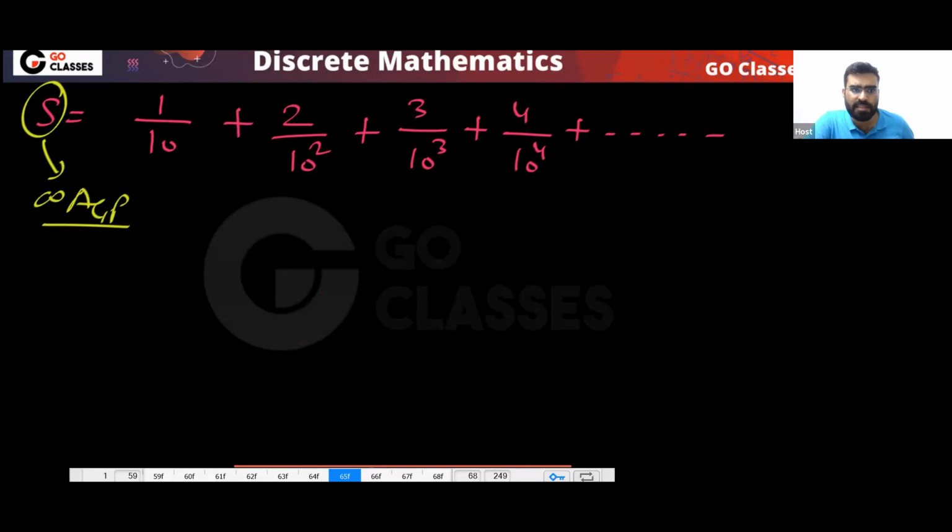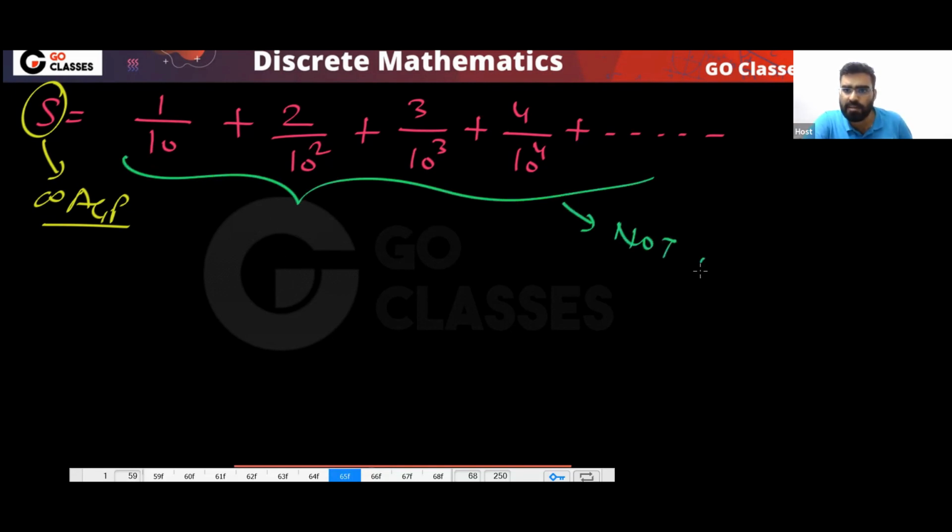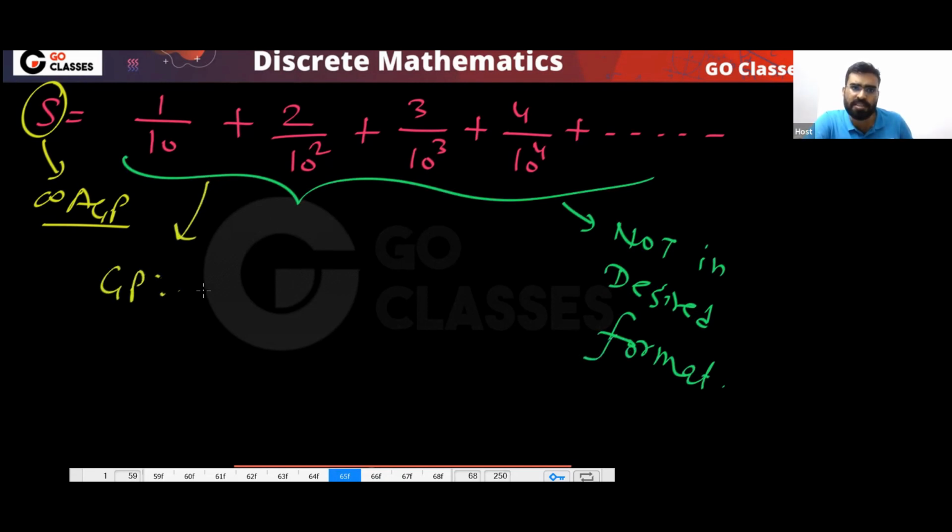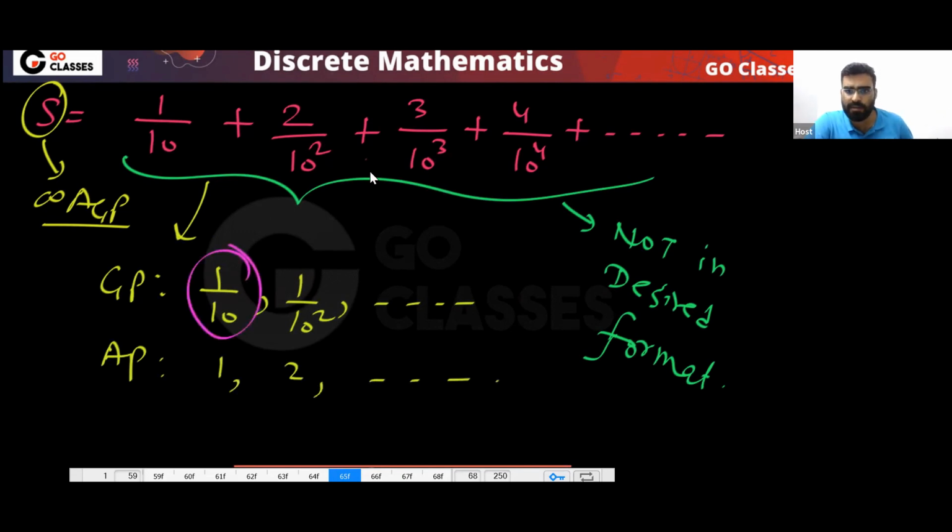Tell me, is this in the desired format? This is not in desired format, right? Why is this not in desired format? Because you can notice that your GP is starting from 1 by 10. There is no problem with AP, but your GP is starting from 1 by 10. So this is not in desired format.